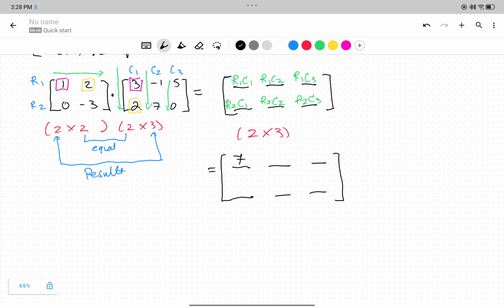Okay, let's repeat it with the next one. The first one with the first one. The second one with the second one. But which one are we using? This first one with this first one, this second one with this second one. Because it says R1 with column 2. So this is R1 with column 2.